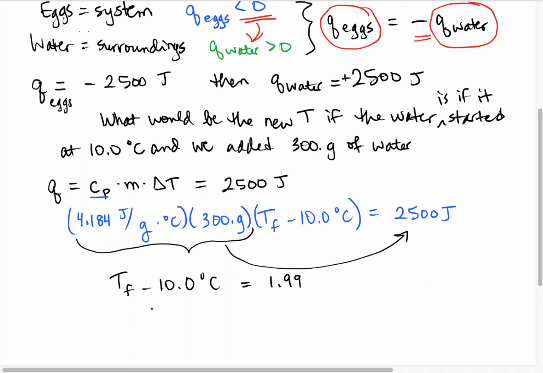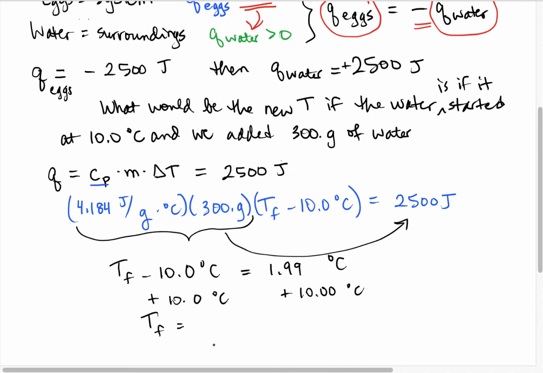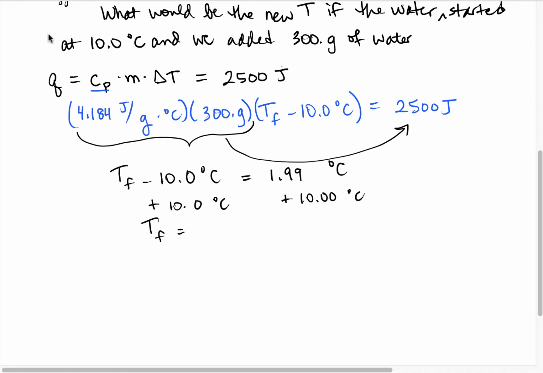So we are going to solve for the final temperature by solving for the T sub F. So I'm going to add 10, and this is also in degrees Celsius over here. So that means that my final temperature of the water is, I gave myself extra significant digits that I do not actually have. So it's going to be approximately 12 degrees Celsius.